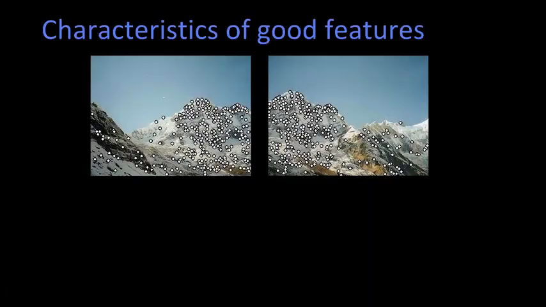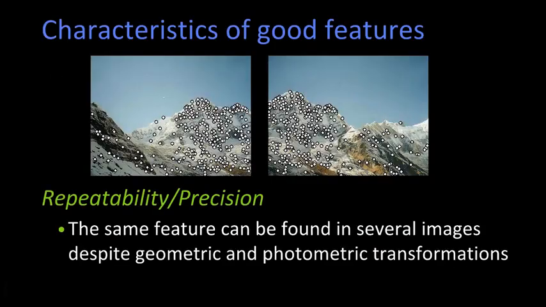So here I have a picture just as an example. The first thing is called repeatability or precision. The same feature should be found in multiple images of the same scene. Now, of course, these aren't all the same picture, because if I gave you 15 copies of the same picture, this would be a really boring class. These are actually different pictures of the same scene, so things change a little bit. But despite those changes, I want to get the same points being identified, and that's repeatability.